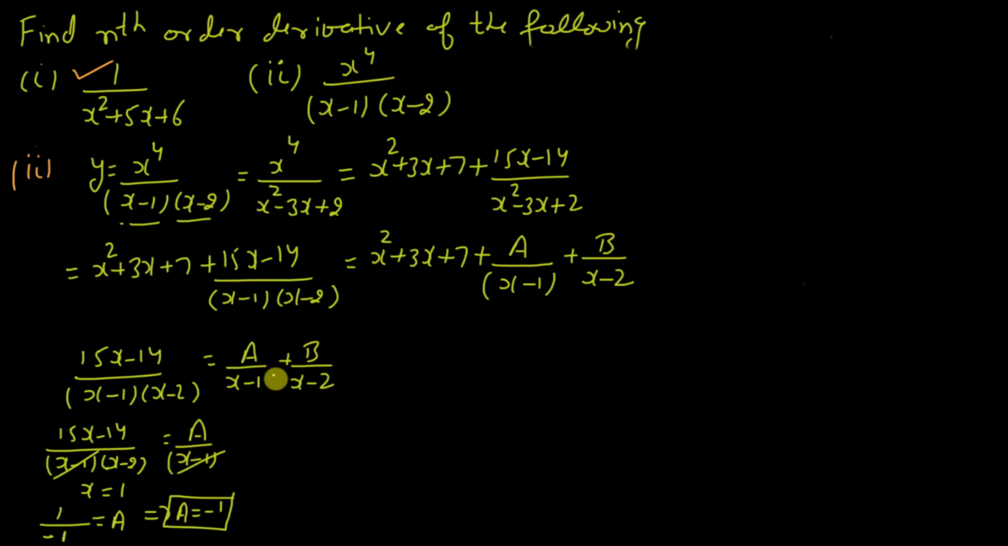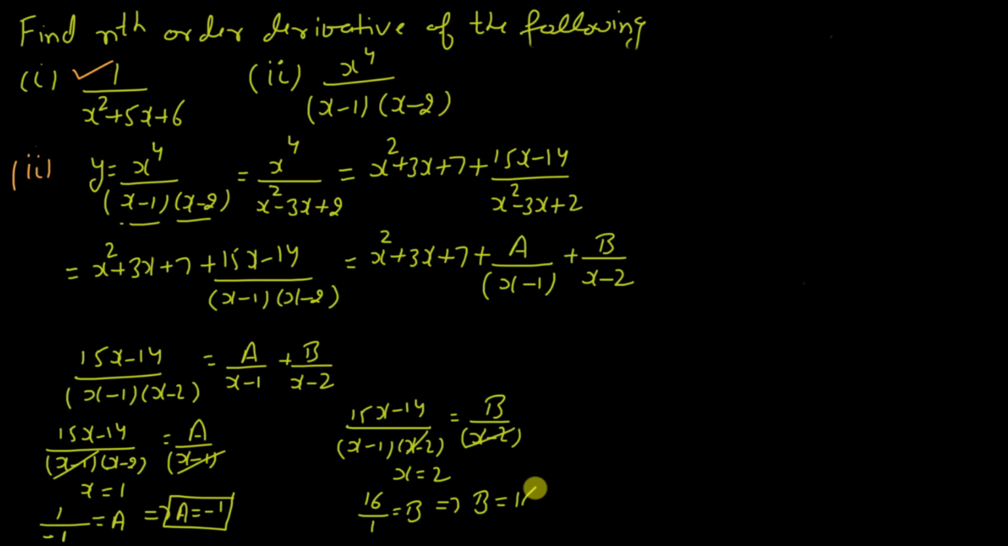Fine. Now here compare this one, (15x - 14)/(x - 1) for the value of b, x minus 2 is equal to b by x minus 2. This will cancel out. Now put x is equal to 2 over here, the thing that is in the denominator of b. So it will be 15 into 2 is 30, minus 14 will be 16, and 2 minus 1 is 1. So this implies b is equal to 16.